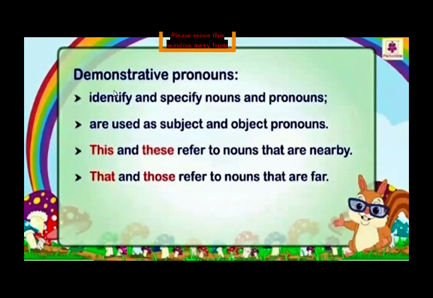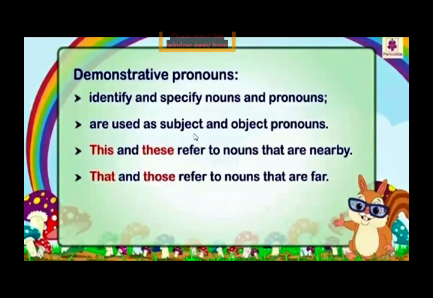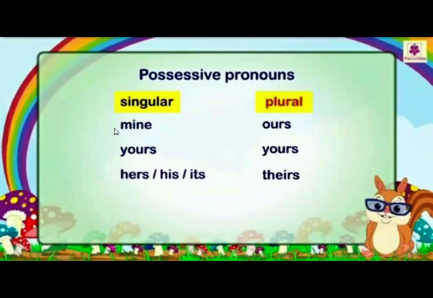Next, demonstrative pronouns. They identify and specify nouns and pronouns. They are used as subject and object pronouns. This and these refer to nouns that are nearby; that and those refer to nouns that are far. This and that are singular. These and those are plural demonstrative pronouns. They specify and identify nouns: this, these, that, and those.